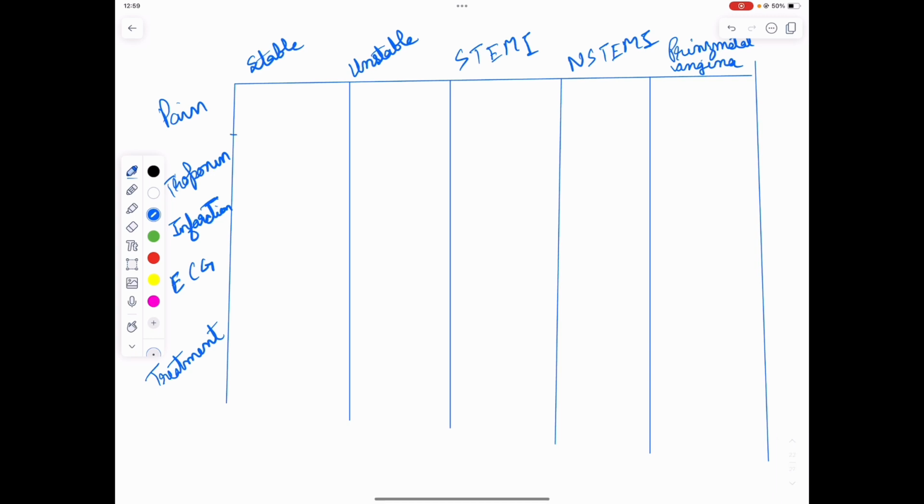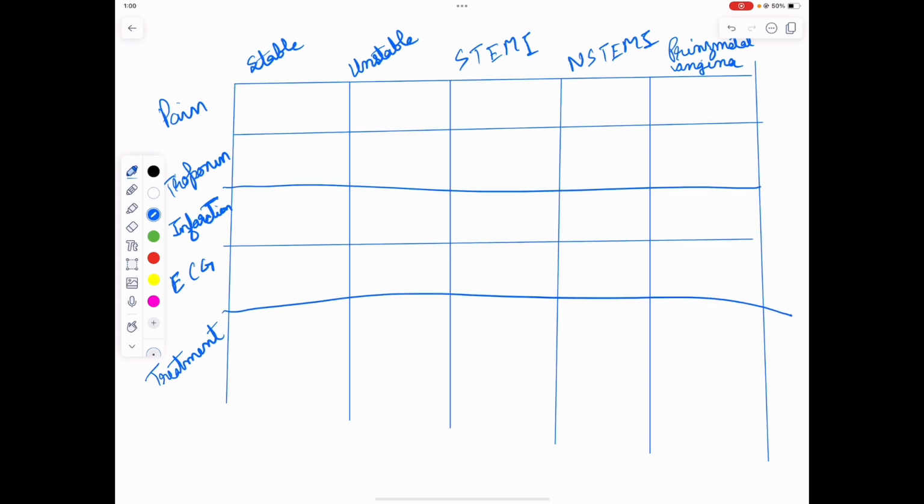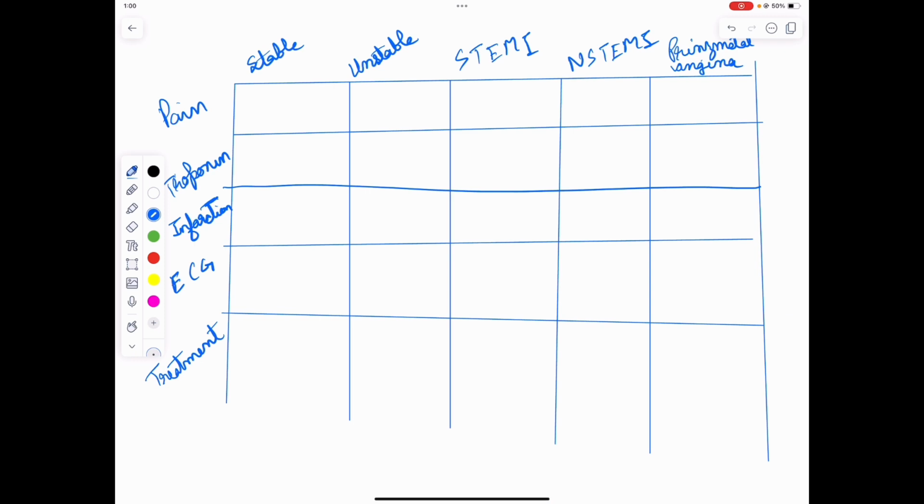Now, what are the different pathologies and what would we get in different pathologies? It is available in tabular format. Remember, in stable angina, pain will be present on exertion. Troponin will not be there. Infarction will not be there. ECG changes are witnessed on exertion.